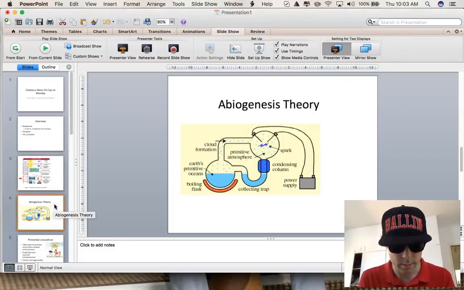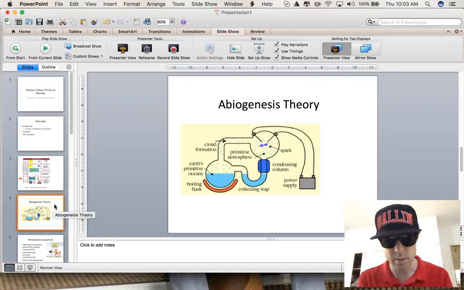The next slide is abiogenesis theory. Abiogenesis theory is the theory whereby life comes from non-living things. The first cell could come from non-living things. This is an experiment. In this experiment, they put in things and then they got amino acids.